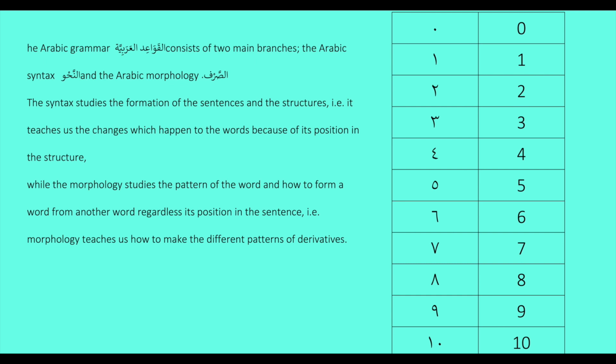Well, as we know, the Arabic grammar as well, I will be reading the same text as you see in front of you. Again, let's have a look. Arabic grammar consists of two main things. The first one is the syntax, or what we call nahu, and the second one's called sarf, which is morphology. The syntax studies the formation of the sentences, meaning the structure.